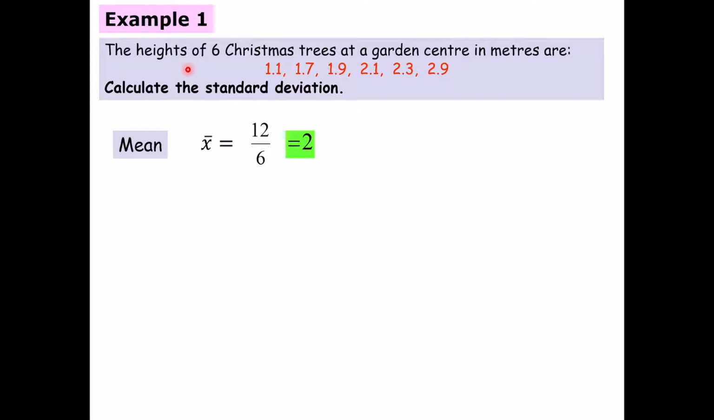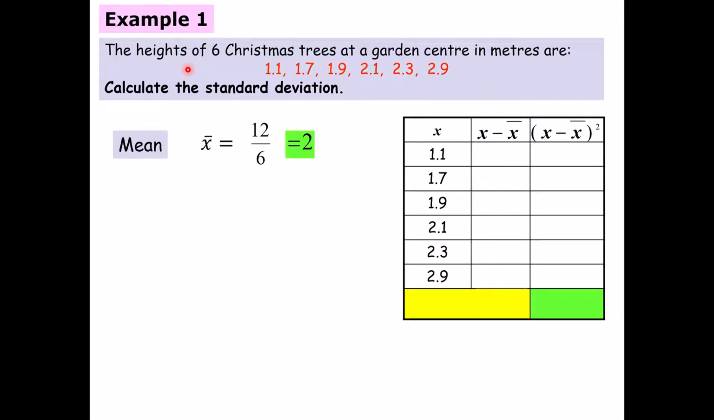The next thing we're going to do is start calculating our standard deviation. Whenever we're calculating our standard deviation, we always want to draw out a table that looks just like this. So you want 3 columns, and your X just represents each of your individual numbers or terms in your sample. All we've done is write down 1.1, 1.7, 1.9, 2.1, 2.3 and 2.9. It doesn't necessarily have to be in order, but it's much easier and much neater if it is.